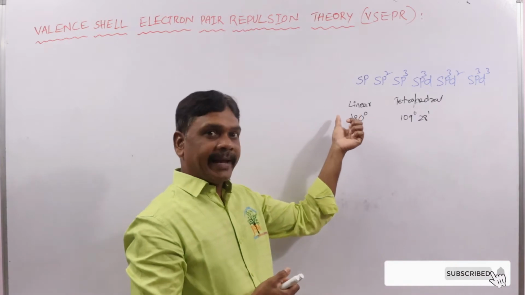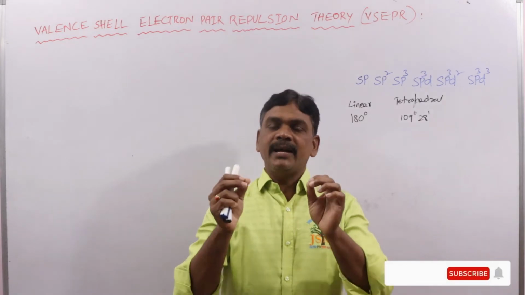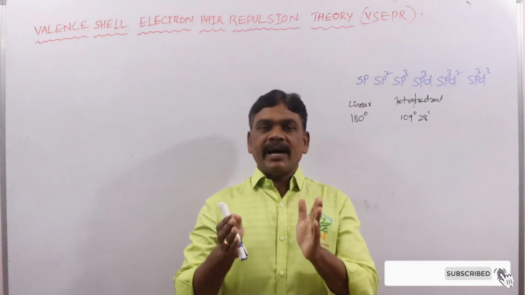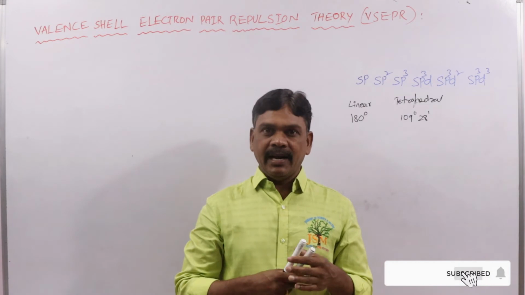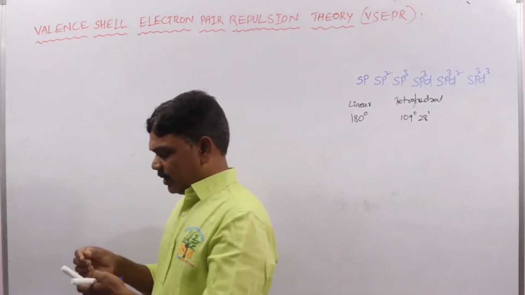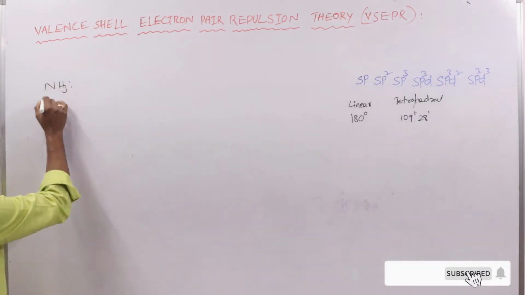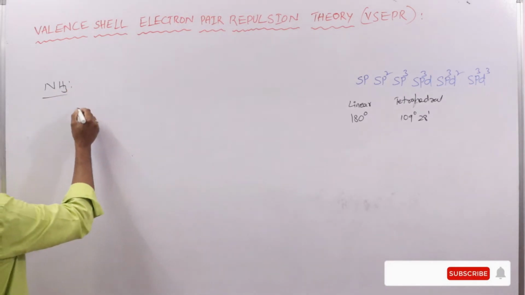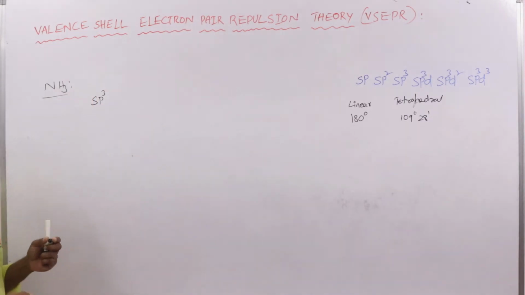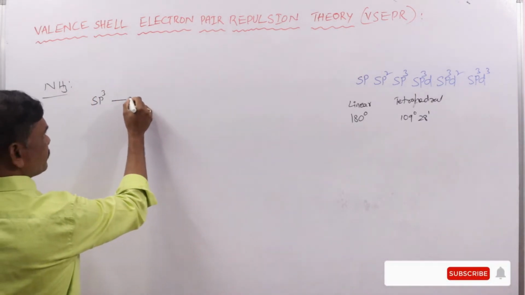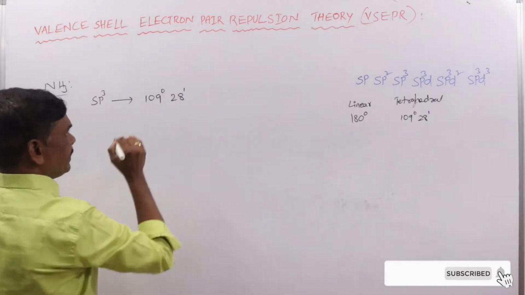But in some of the molecules, these bond angles and geometries are deviating from their ideal geometries and bond angles. That means they are deviating from their original structure, their original bond angle. For example, in case of ammonia, in the formation of ammonia, nitrogen undergoes sp3 hybridization. We know that if it is sp3 hybridization, bond angle is 109 degrees 28 minutes.